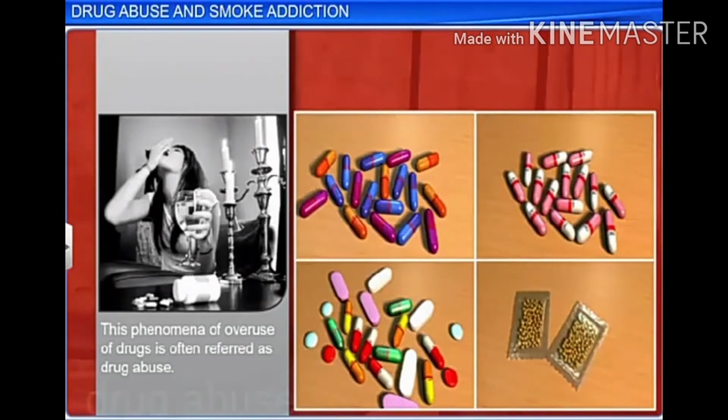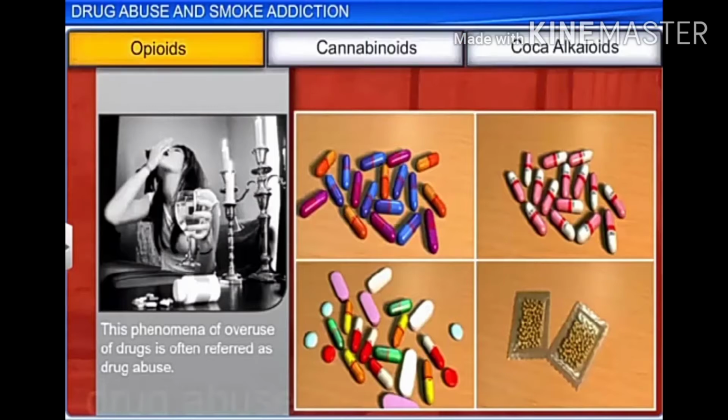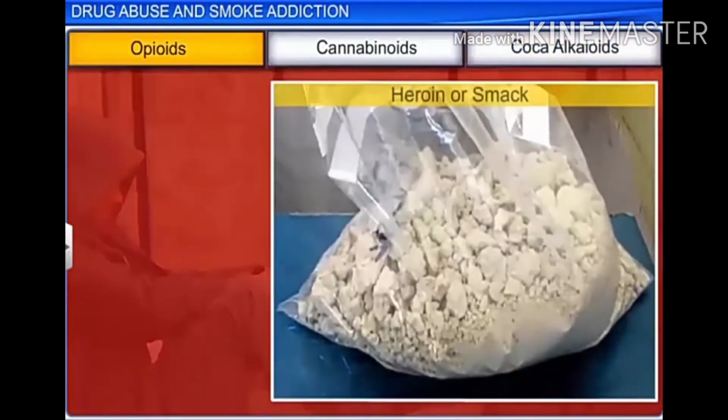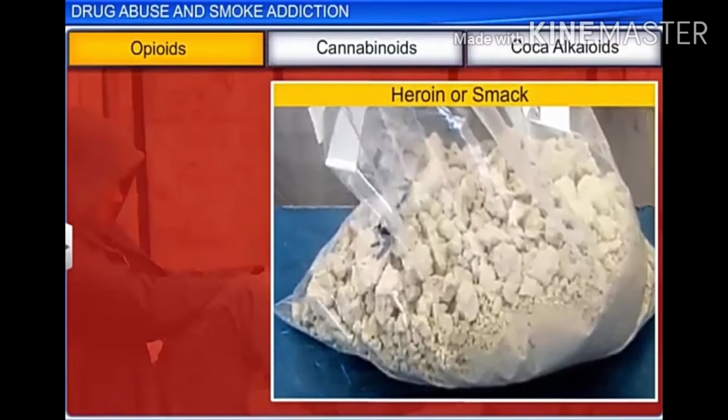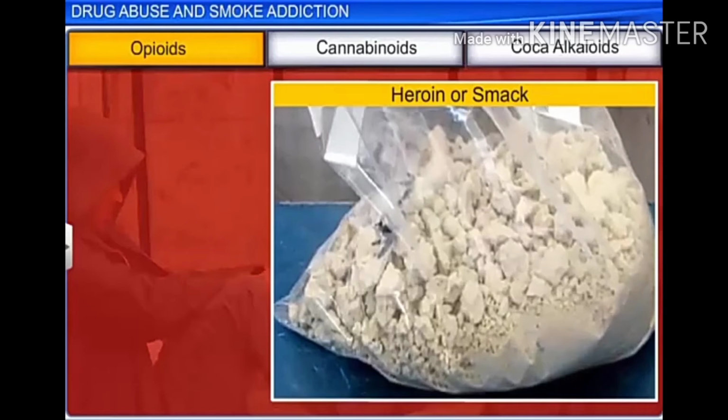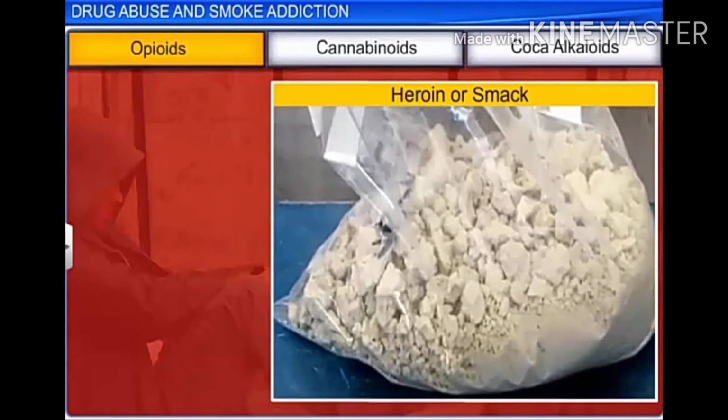Drugs that are overused are mainly opioids, cannabinoids, and coca-alkaloids, which are generally obtained from flowering plants. Heroin, better known as smack, is an opioid drug. Opioids are drugs that bind to specific receptors in our central nervous system and gastrointestinal tract.